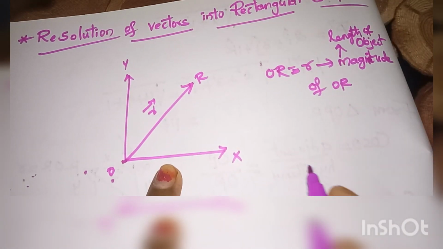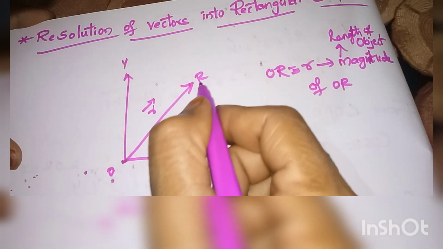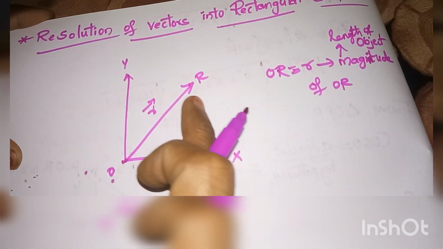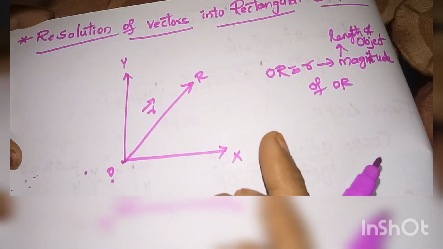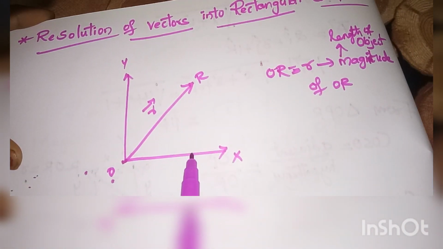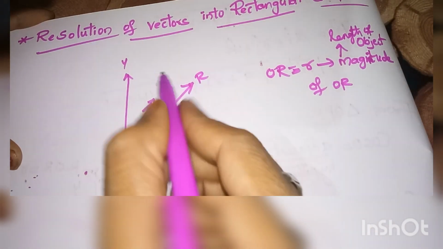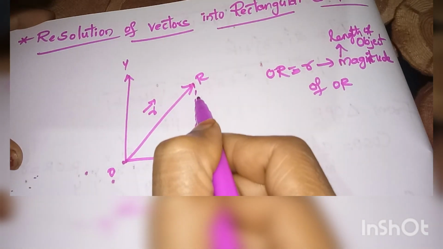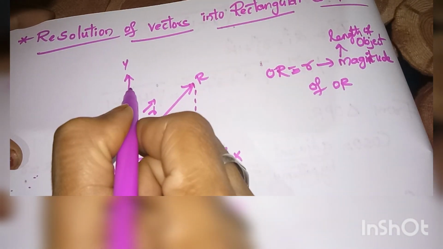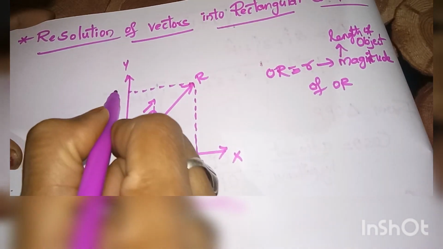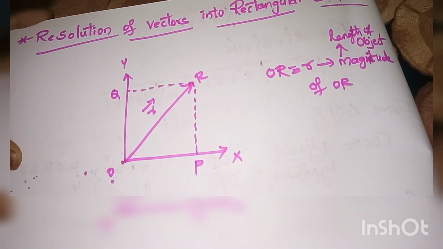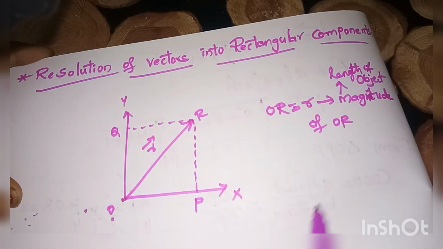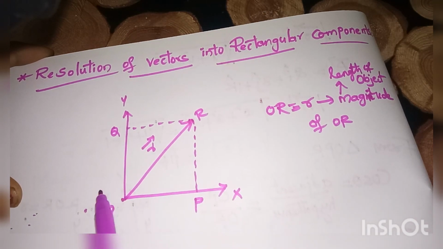Now draw a perpendicular to the x-axis and y-axis. Draw the perpendicular lines towards x-axis and y-axis. That is considered as P. So this is the perpendicular to the x-axis, and this becomes the perpendicular to the y-axis. So here the vector r bar is resolved, meaning divided into two components, that is OP and OQ.